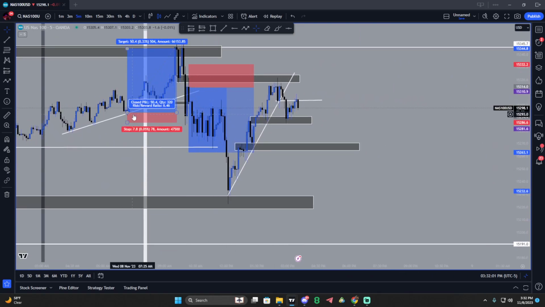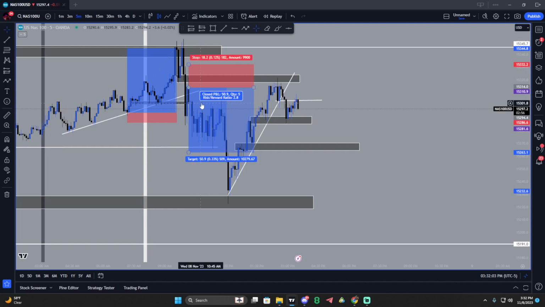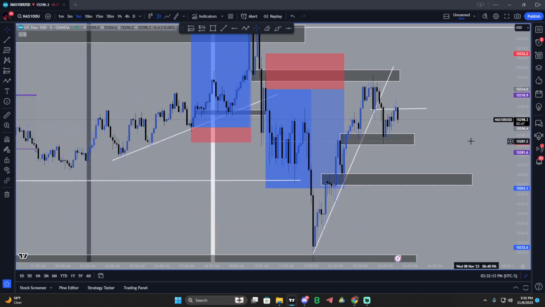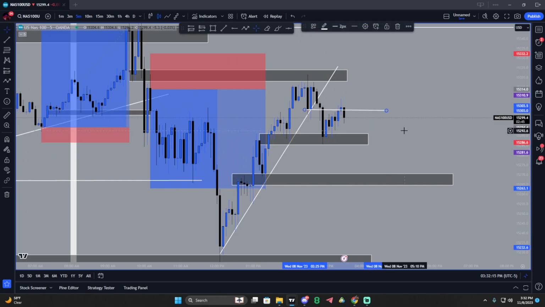I usually trade from 6 to 12 p.m., so those are between the times that I usually trade. After that, I just do some back testing and I just chill out for the rest of the day, right? So yeah, that's that for that setup.